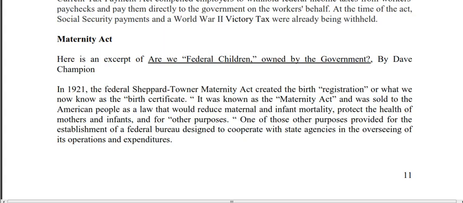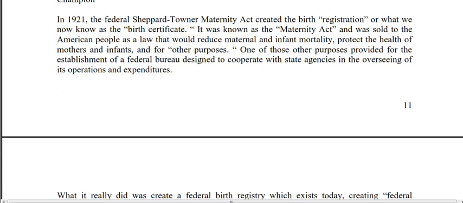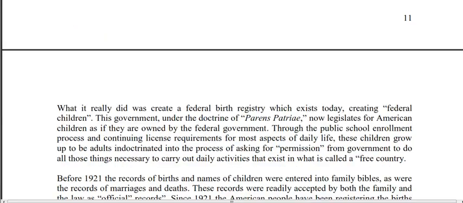Maternity Act. Here's an excerpt from "Are We Federal Children Owned by the Government?" by Dave Champion. In 1921, the Federal Sheppard-Towner Maternity Act created the birth registration, or what we now know as the birth certificate. It was known as the Maternity Act and was sold to the American people as a law that would reduce maternal and infant mortality, protect the health of mothers and infants, and for other purposes. One of these other purposes provided for the establishment of a federal bureau designed to cooperate with state agencies in the overseeing of its operation and expenditures.